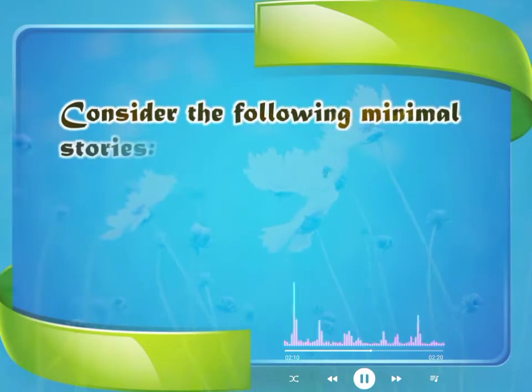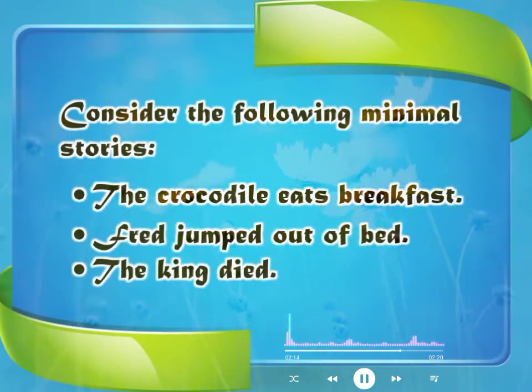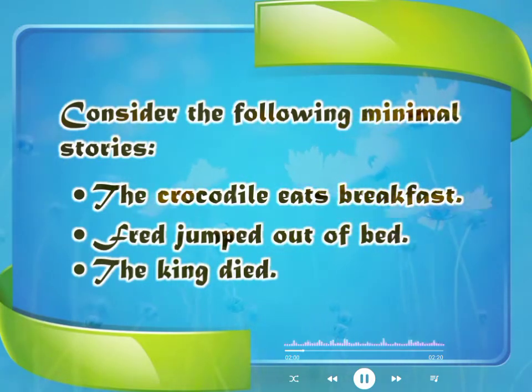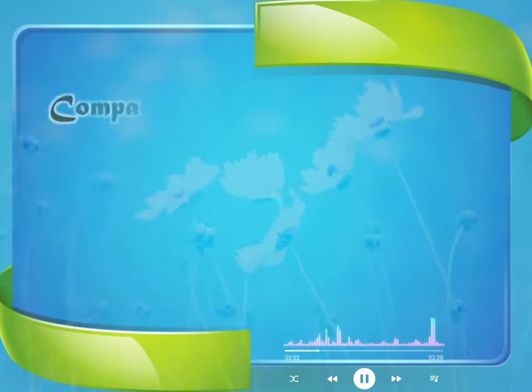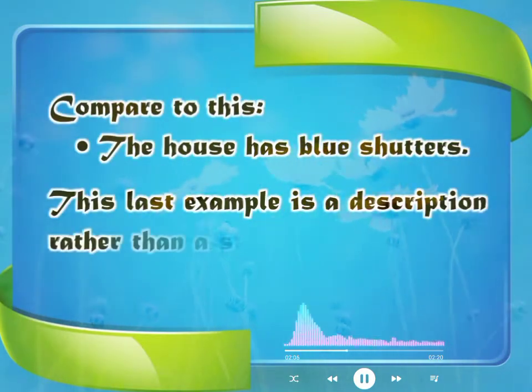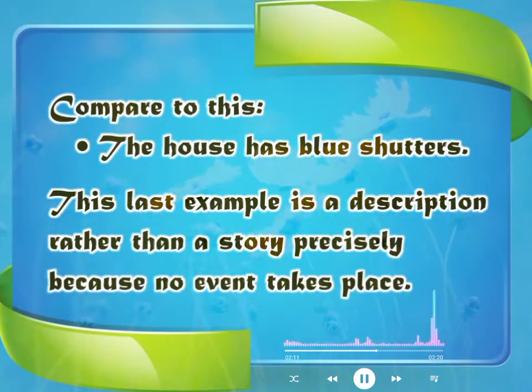Consider the following minimal stories. The crocodile eats breakfast. Fred jumped out of bed. The king died. Compare to this. The house has blue shutters. This last example is a description, rather than a story precisely, because no event takes place.